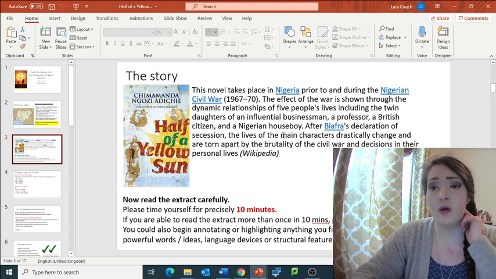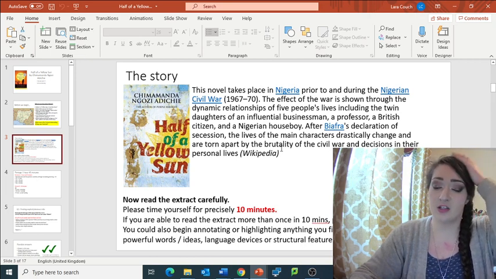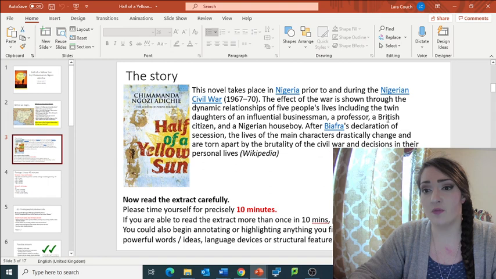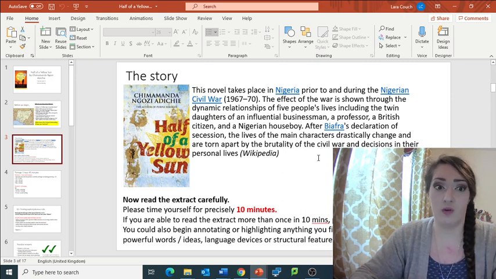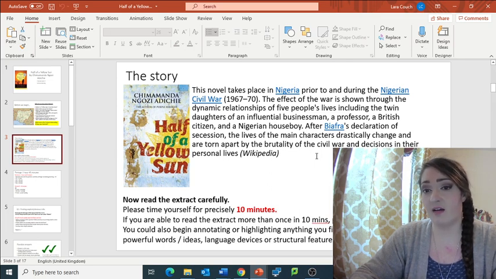The 5 people are 2 twin daughters of an influential businessman, so you have quite wealthy, affluent people, a professor, a British citizen, remember it's Nigeria, so someone from a slightly different culture, and a Nigerian houseboy. He's a servant of sorts, about to become the servant of the professor. The extract you will have read is from the perspective of the houseboy. After a succession, the lives of the main characters drastically change and are torn apart by the brutality of the Civil War.